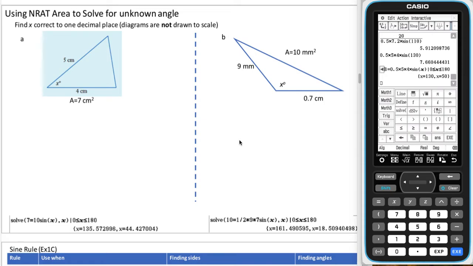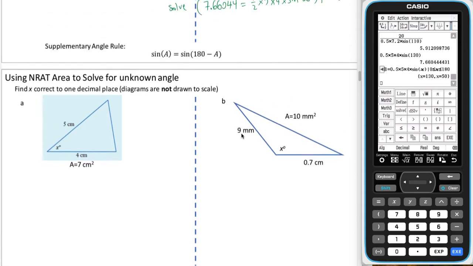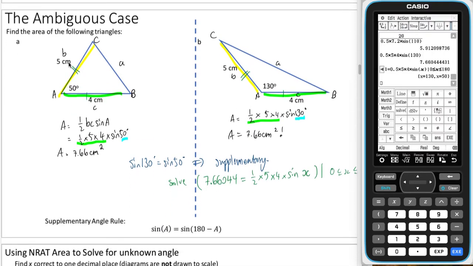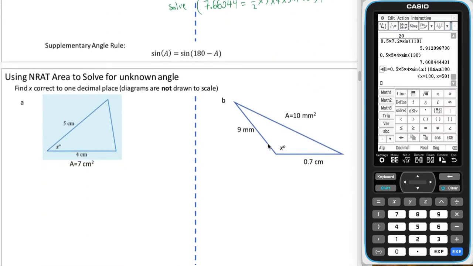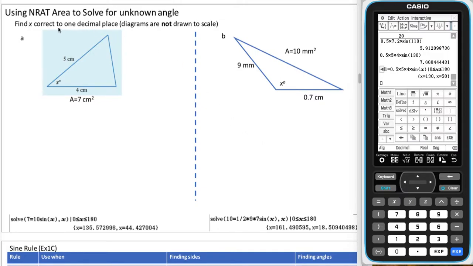In the previous video, we considered the ambiguous case. The ambiguous case is when you can have a triangle as long as AC and AC are identical and AB and AB are identical. Then we know that there's two angles that can pop out, either 50 degrees or 130 degrees, that have exactly the same area of 7.66. So in this case here, we need to use the non-right angle area to solve for the unknown angle. Okay, find x correct to one decimal place.